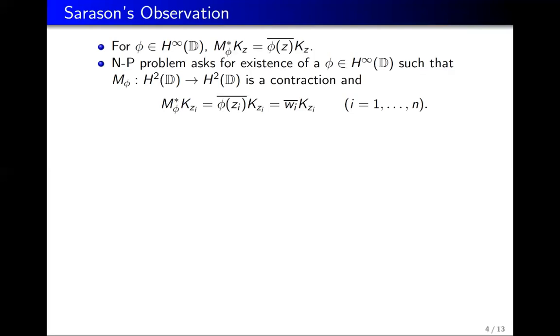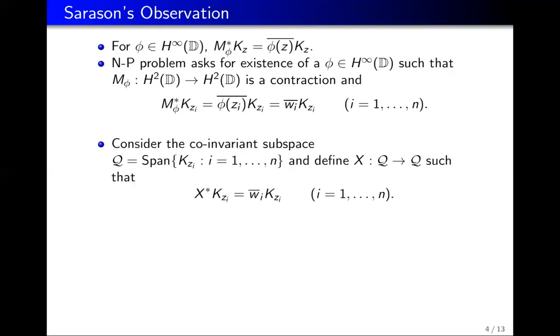In other words, we define this coinvariant subspace Q to be the span of the kernel vectors depending on the data z1 up to zn. Then you define an operator X such that its adjoint has the same action as M phi star has. So we are asking whether this X star can be extended to define an operator on the whole Hardy space, which looks like the adjoint of some M phi star. That's what we are looking for.